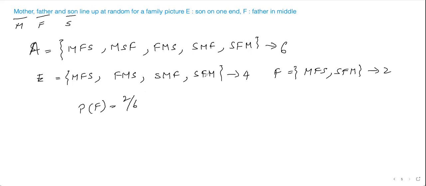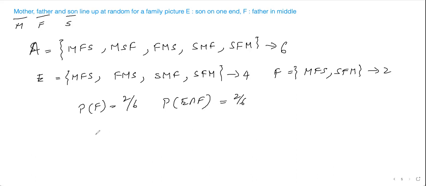And P of E intersection F. E intersection F will be 2, right? So it is 2 by 6. Right? P of E intersection F is 2 by 6.